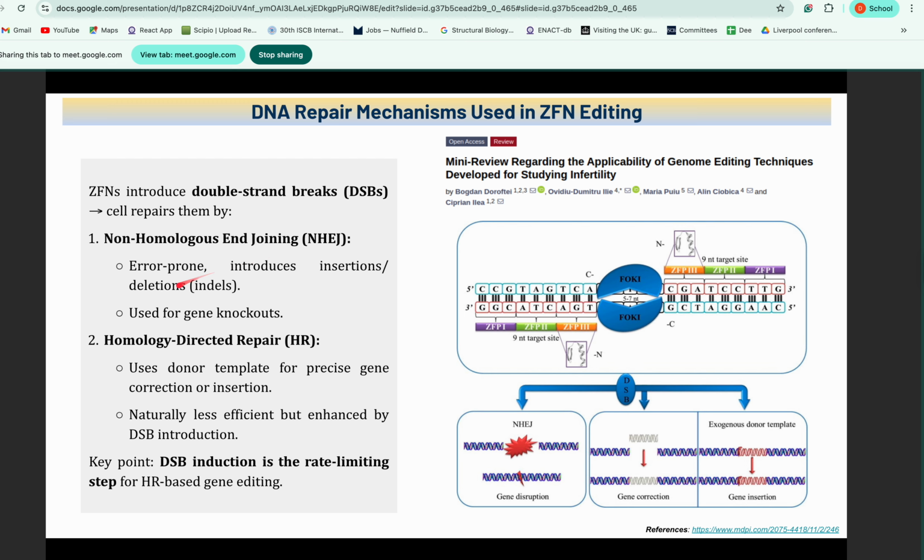Okay, so non-homologous end joining, as we know, is error prone because it can introduce insertions and deletions, and it is generally used for gene knockouts where we disturb the functionality of a gene. Whereas in homology directed repair, we either do gene correction or insertion. Double strand break induction is the rate limiting step for HR-based gene editing. Okay, this is the review. If you're interested, you can go through this review, in which they explain the fates through which the DNA can pass after the double strand break.